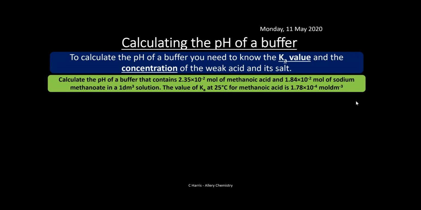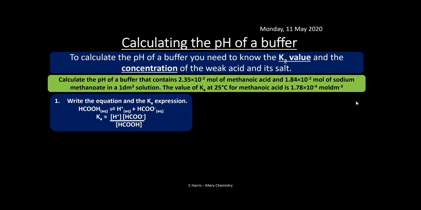So let's look at an example. I always find it easier to go through a worked example, and then you can see what I'm doing. So we need to calculate the pH of a buffer that contains 2.35 times 10 to the minus 2 moles of methanoic acid and 1.84 times 10 to the minus 2 moles of sodium methanoate in 1 dm cubed of solution, and the value of Ka at 25 degrees Celsius for methanoic acid is 1.78 times 10 to the minus 4 moles per dm cubed. So there's a lot of information in there.